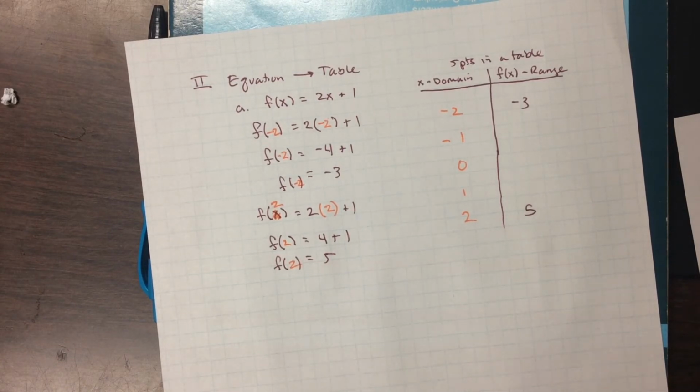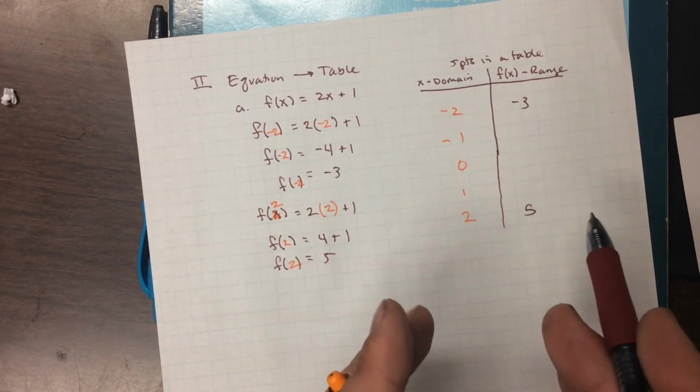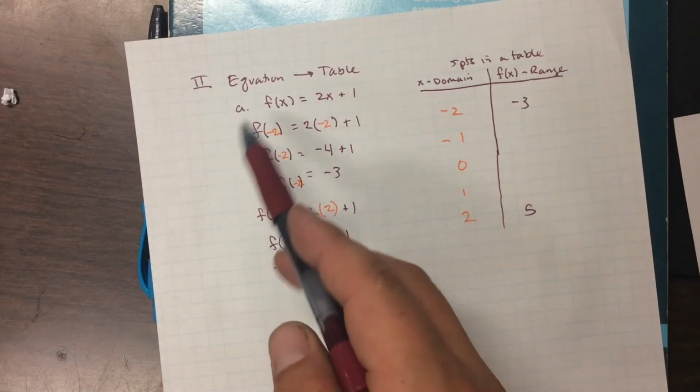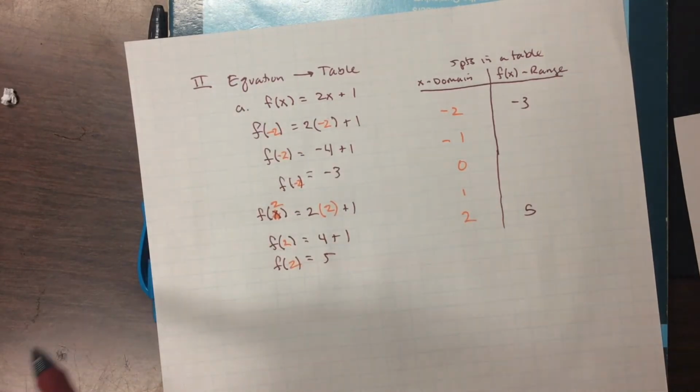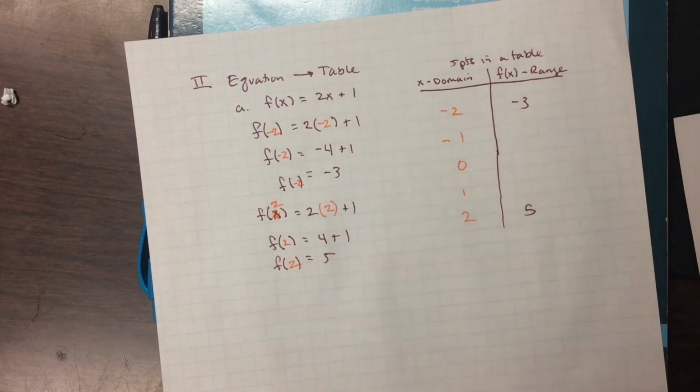Of course, the whole reason for this is that if we go from equation to table, once we have a table, we can go table to graph. So as of right now, where we don't know how to graph equations yet, we're just going to use equations to build tables, and from the tables then build the graph.